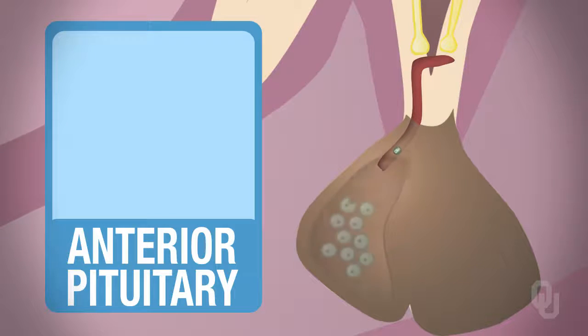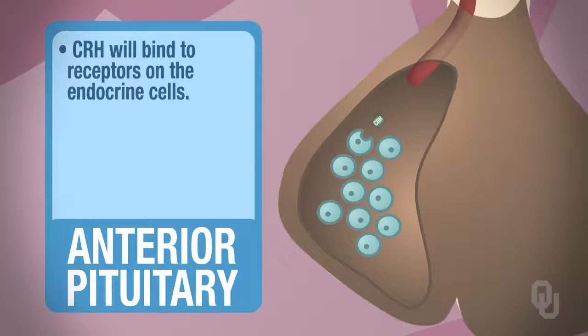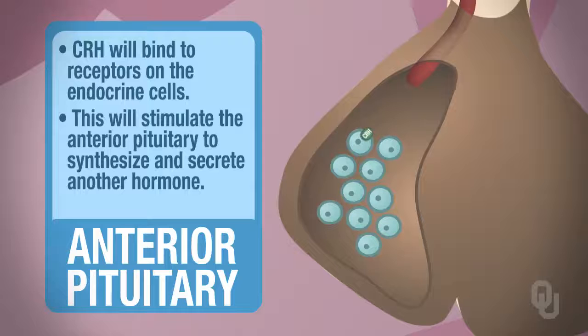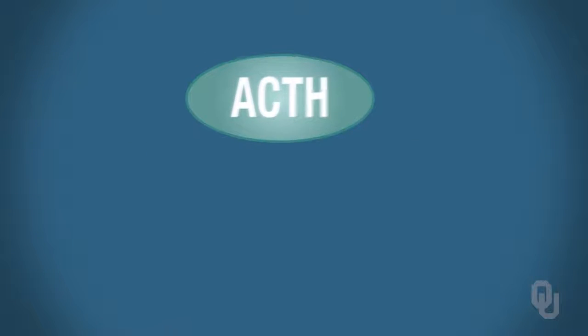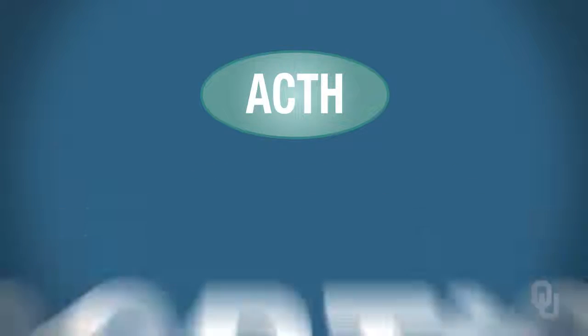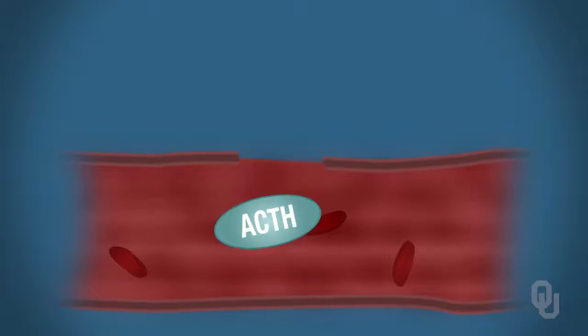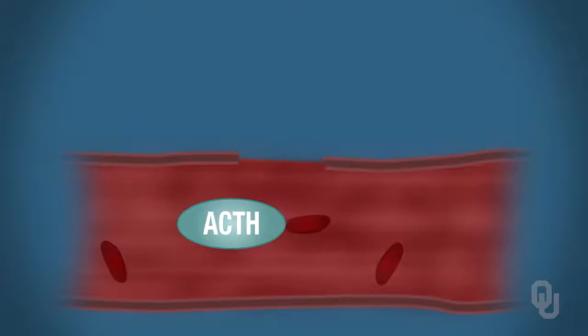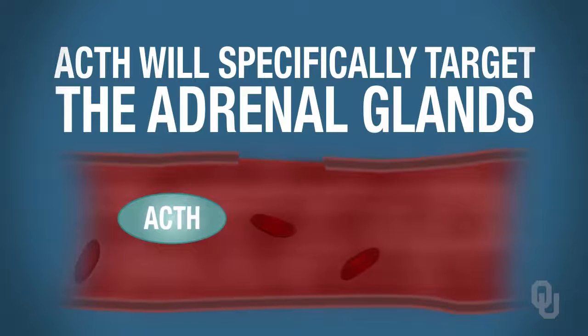Once CRH arrives at the anterior pituitary, corticotropin-releasing hormone will bind to receptors on the endocrine cells. This will stimulate the anterior pituitary to synthesize and secrete another hormone called ACTH. ACTH stands for adrenocorticotropic hormone. ACTH then will enter into the systemic circulation, so now it can travel through the body. ACTH will specifically target the adrenal glands.